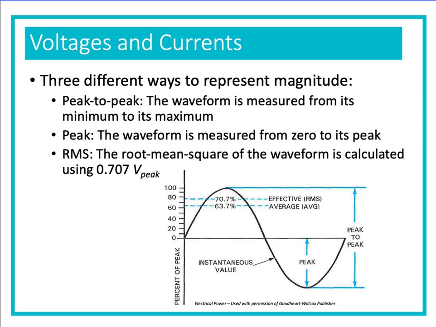Also, it probably goes without saying, but I'll say it anyway, that the peak value is always half the peak-to-peak value. So if you happen to know the peak-to-peak and you divide by 2, that would give you the peak value. The other way it can be represented is the root mean square value. The root mean square value is calculated using 0.707 times V peak, and we'll talk in a second about where that comes from.